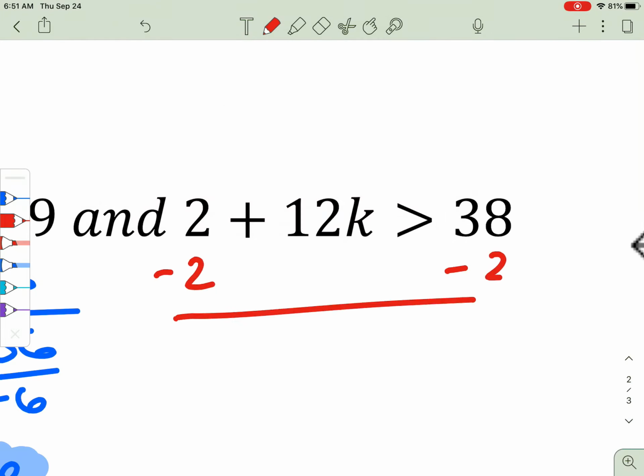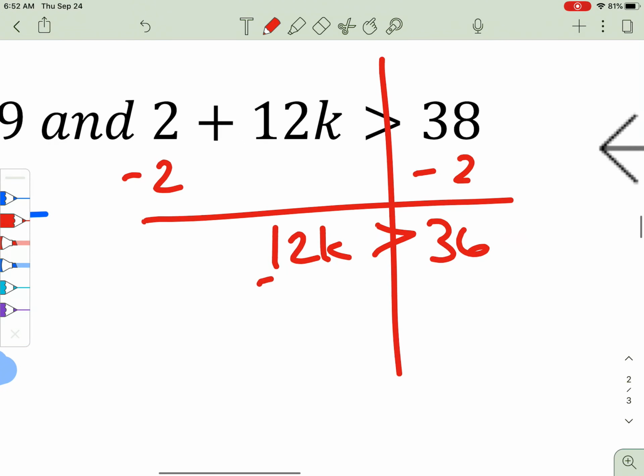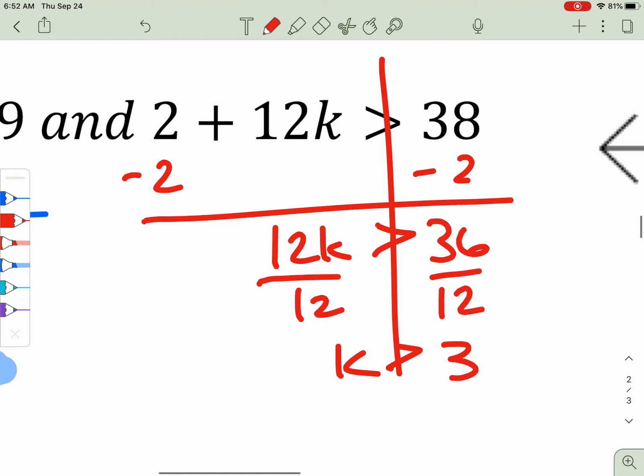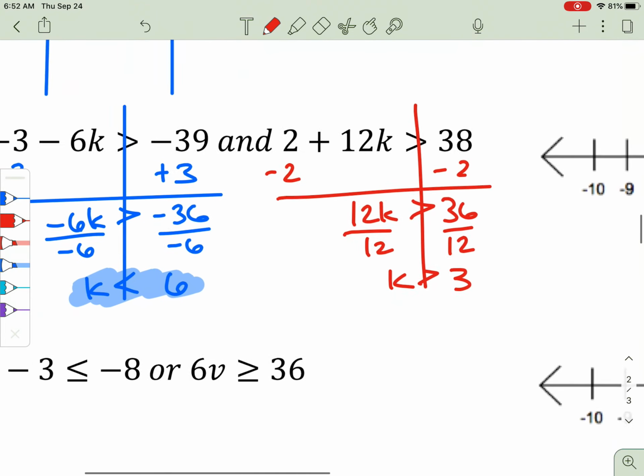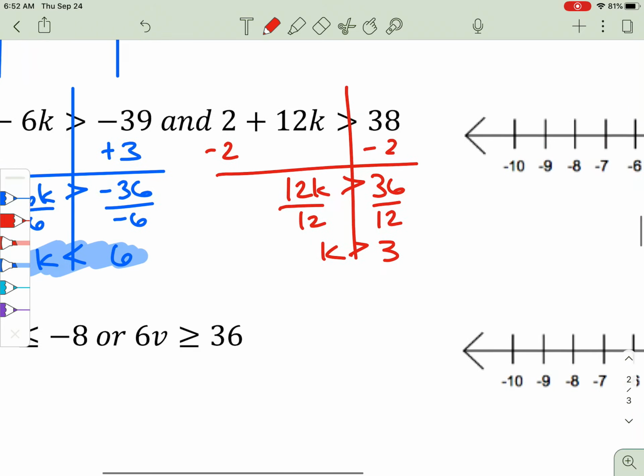Subtract 2 from both sides. So I have 12k is 36. Divide by 12, divide by 12. So k is greater than 3. Okay. And I didn't have to flip the sign because I didn't multiply or divide by a negative.